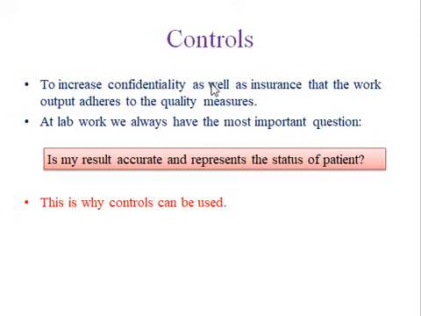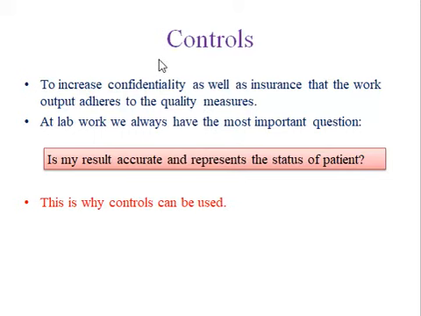The second type of solutions to be explained today is control or control solution. Controls. Have you ever asked yourself whether the results of the tests you performed at the lab are good enough, accurate, or represent the status of the patient? This is why controls can be used to increase confidence as well as assurance that the work output and lab test results adhere to the quality measures.